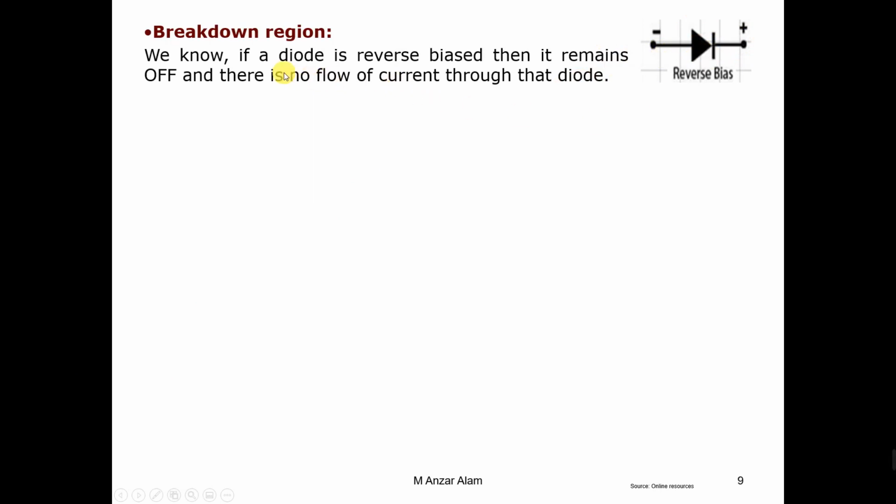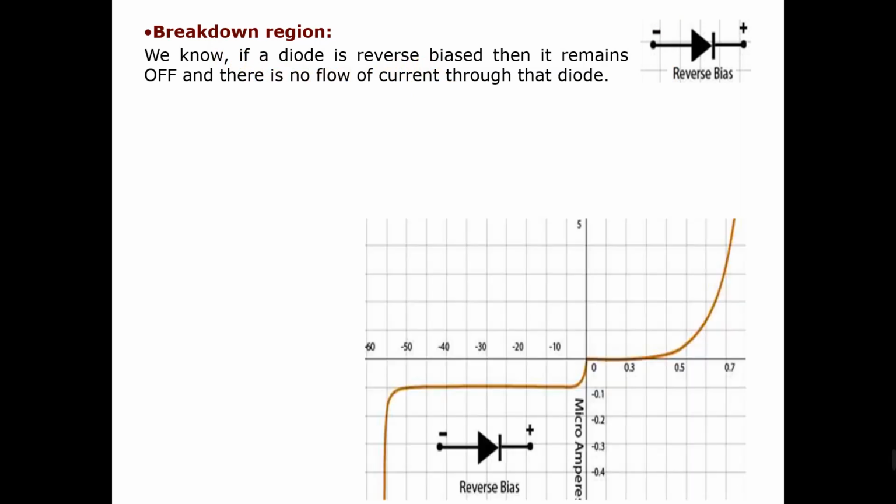But if we continue to increase the diode reverse voltage, for example, initially we applied minus 1 volt, then minus 2, minus 3, what will happen if we keep increasing the reverse voltage? For example, minus 10, minus 20, minus 30, minus 40, there will be a point where the diode will turn on automatically.